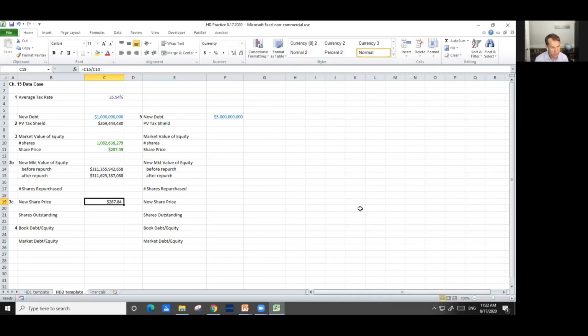And then at that price, the company can buy back the number of shares that they will calculate as this 1 billion that we're trying to buy back divided by this new share price. So it'll buy back 3,474,000 shares. So the new number of shares will be less by that amount. So we'll subtract the shares repurchased from the share count to calculate 1,079,000,000 shares, so a little bit less than they had before.